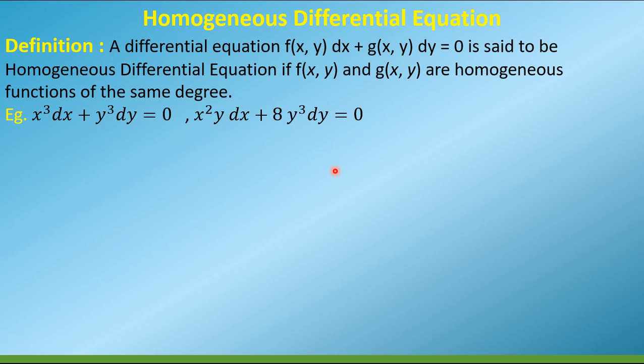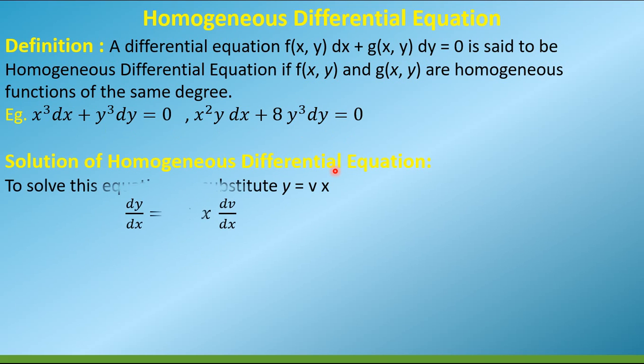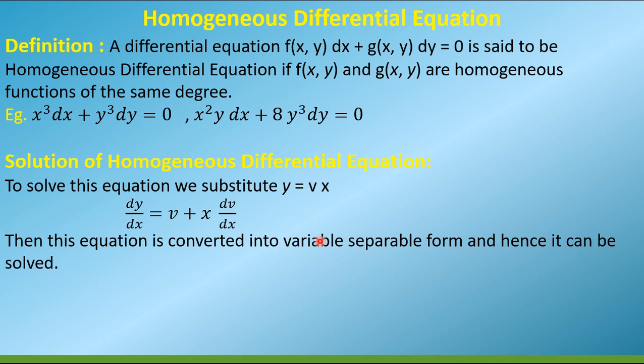Now the point is how to simplify them. So that is the solution. You have to substitute y is equal to vx in this case, after recognizing it is a homogeneous DE. Then differentiating, you will get dy by dx is equal to v plus x dv by dx. Then this equation is converted into variable separable form, and you can solve it by using the variable separable method. You have to substitute v is equal to y upon x.